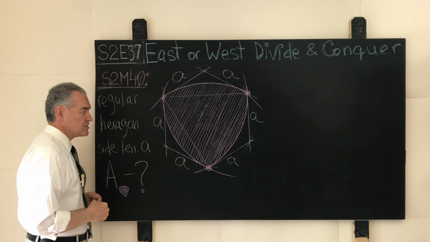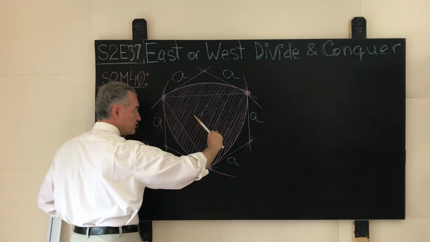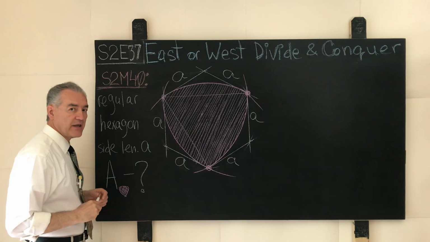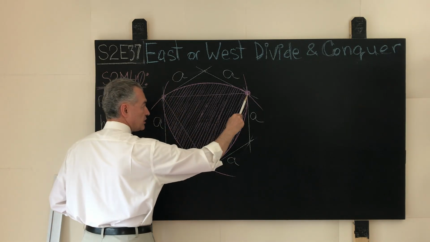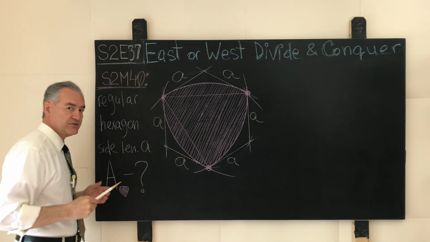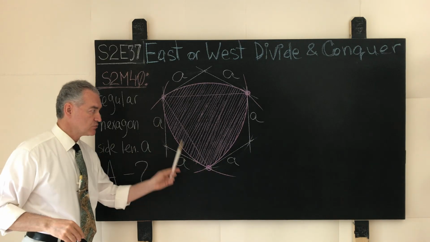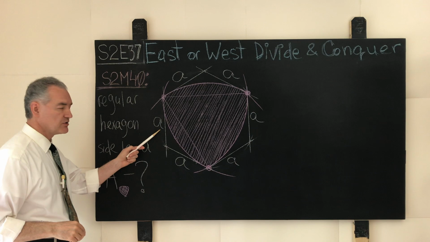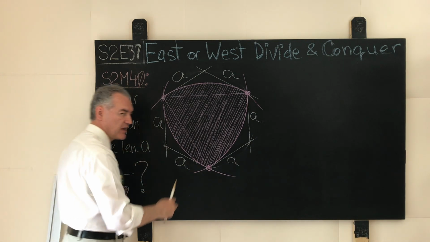So the question is, what is the area of the red region that looks like a triangle whose sides are circular arcs? This arc, this arc, and this arc. We're seeking the area of this funky looking triangle as a function of the side length A of the parent regular hexagon.